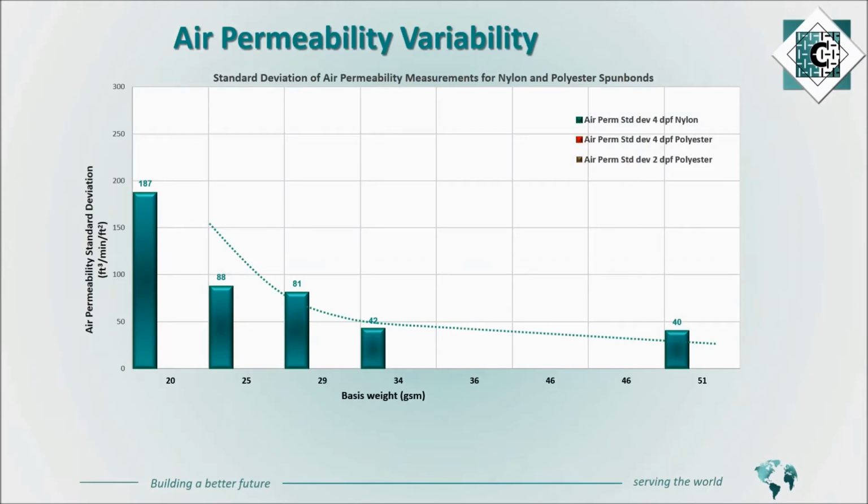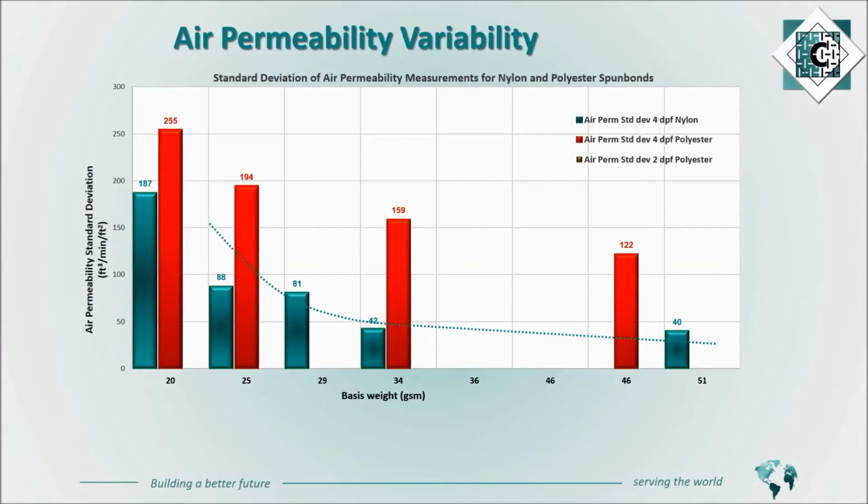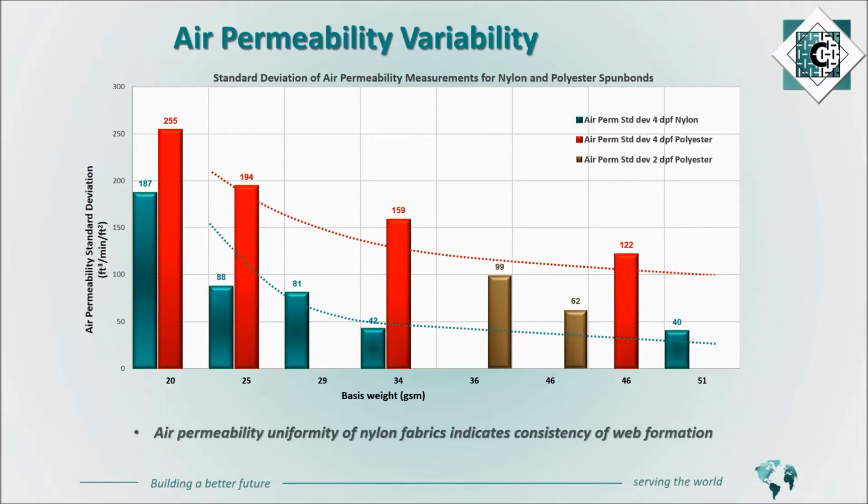Air permeability is the last physical property that we chose, and we probably think this is the most important of the physical properties. Typically, air permeability, at least the consistency of it, gives you a really good idea of how good the web formation is of the product. When you look at the Cerex products, you'll see they're substantially better than the 4 DPF polyester product, and also better than the 2 DPF product.